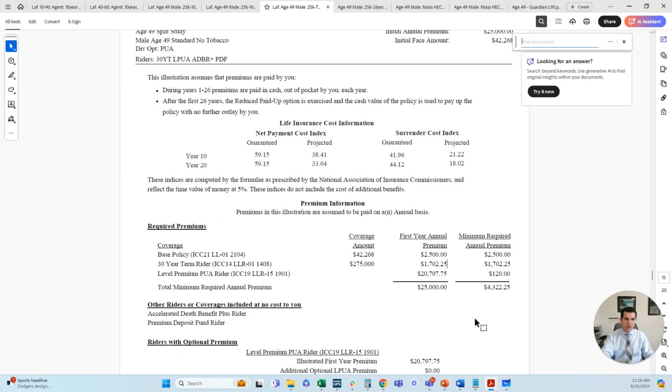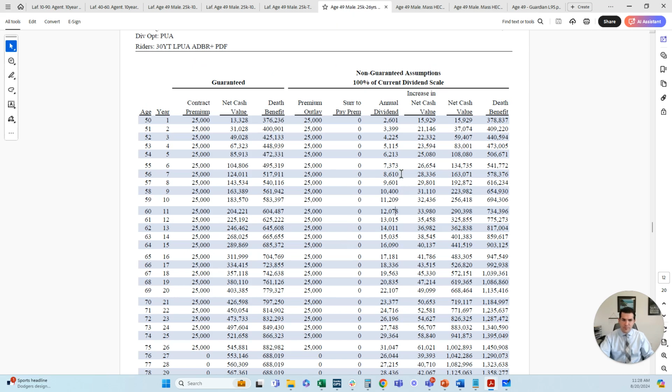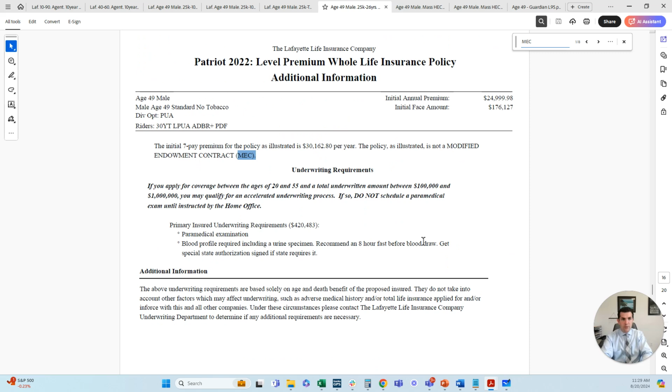Okay, did it MEC? Got to find out. The illustrations always tell you. Not a modified endowment contract. Okay, perfect. So it did not MEC. Let's look at our 40/60. 25 going in. First year cash value, just about $16K. Base premium, $10,000. Smaller term rider. I do need less term if I go with a higher base premium. And $25K per year. Did it MEC? No, it did not. Okay.